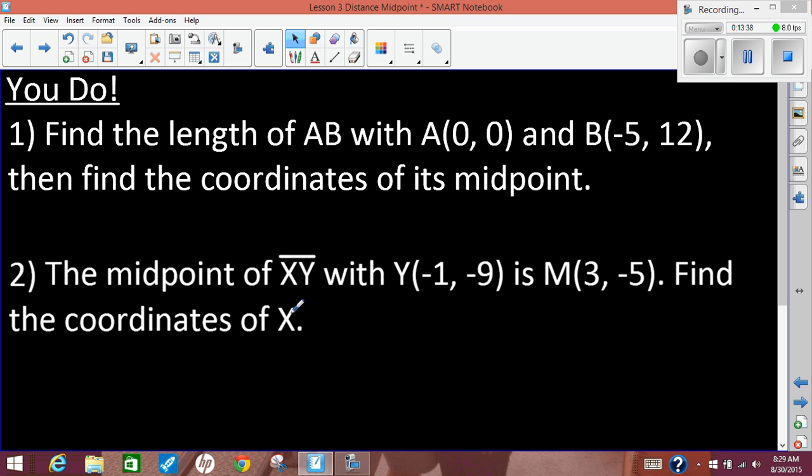So I've got 2 you-dos. The first one, I want you to find the length of segment AB. And I want you to then find its midpoint. So you should have 2 answers for you-do number 1. And for you-do number 2, I've given you a midpoint, I've given you one of the endpoints, and I want you to find the coordinates of the other endpoint like we just did.